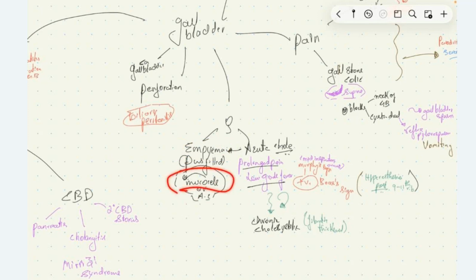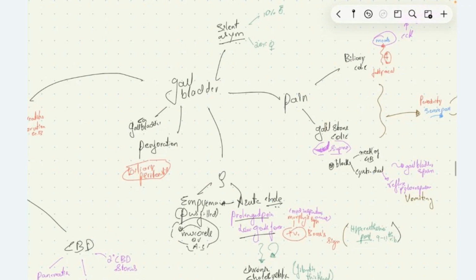Then we have another gallbladder manifestation, which can be perforation of gallbladder. The stone can erode the gallbladder wall and can cause perforation, causing biliary peritonitis, where the patient presents with acute severe abdominal pain, rigidity, and guarding. Then gallbladder stones are a risk factor for carcinoma gallbladder.